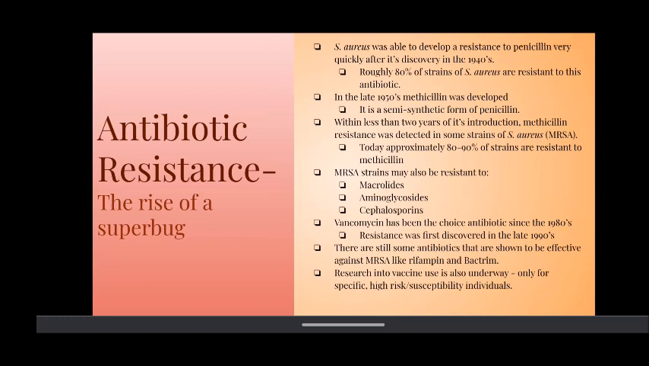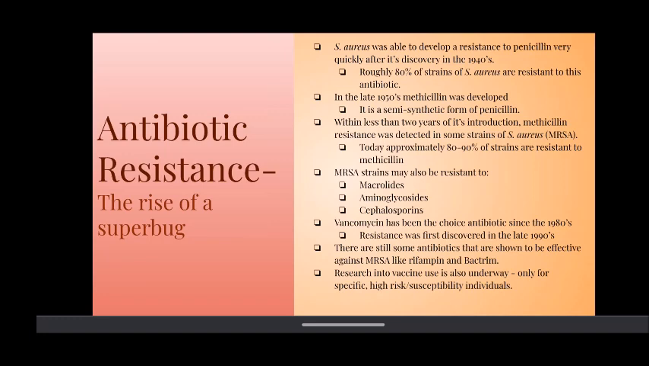Antibiotic resistance is very important when talking about Staphylococcus aureus. It is considered to be a superbug. Staph aureus developed resistance to penicillin, which was the first antibiotic discovered in the 1940s, very, very quickly, and roughly 80% of strains of Staph aureus today will be resistant to penicillin. In the late 1950s, around 1959, methicillin was developed as a semi-synthetic form of penicillin, which could still work on Staph aureus. By around 1960 or 1961, resistance was detected in some strains of Staph aureus and is commonly known as MRSA.